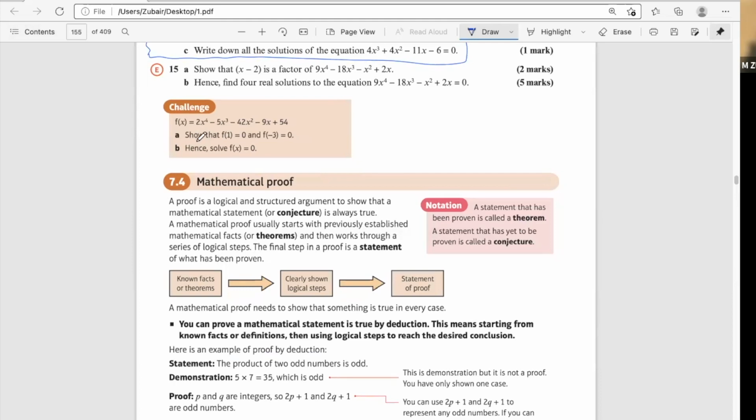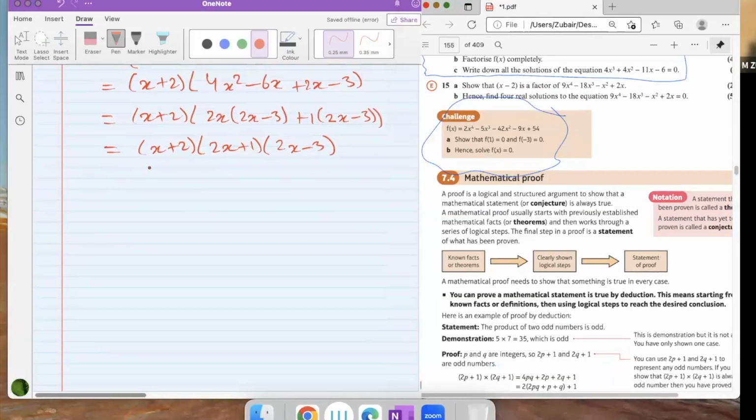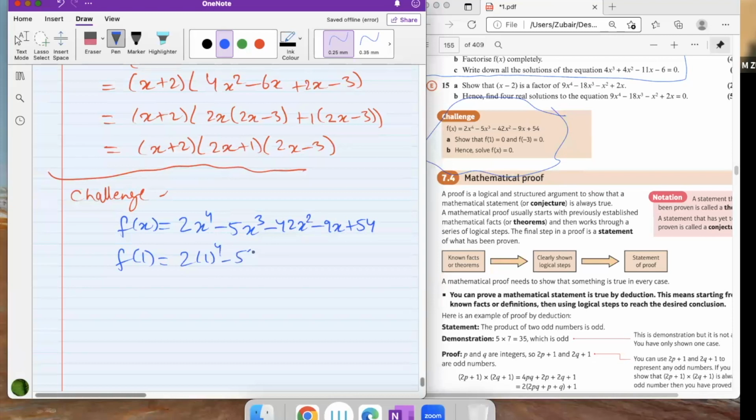Okay, it says that show that f of 1 is equal to 0 and f of minus 3 is equal to 0. Let's take this challenge. Let me write this expression. f of x is equal to 2x4 minus 5x cube minus 42x square minus 9x plus 54. It says show that it is 0, and when you use your calculator, this will turn out to be 0. You can show one step, which is 2 minus 5 minus 42 minus 9 plus 54. So it is 0.